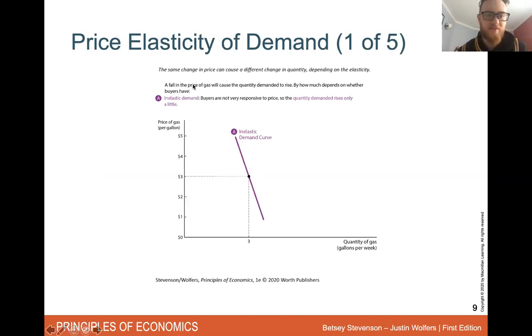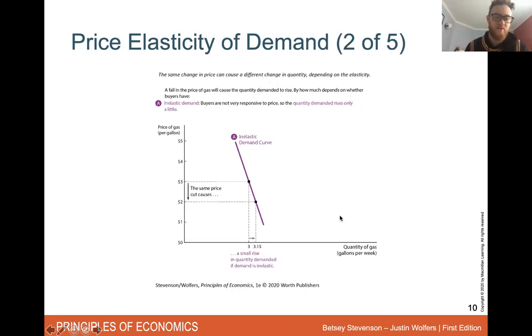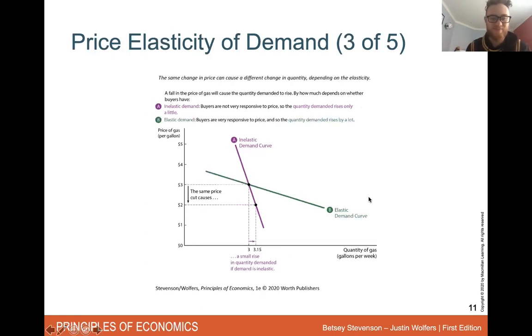Over here, we see that the same change in price can cause a different change in quantity depending on the elasticity. A fall in the price of gas will cause the quantity demanded to rise. By how much depends on whether buyers have an inelastic demand. Buyers are not very responsive to price, so the quantity demanded rises only a little. Boom. Inelastic demand curve, very steep. A small rise in quantity demanded if the demand is inelastic.